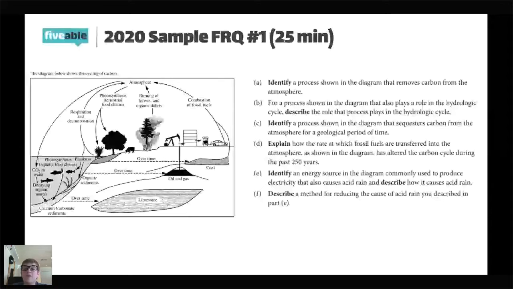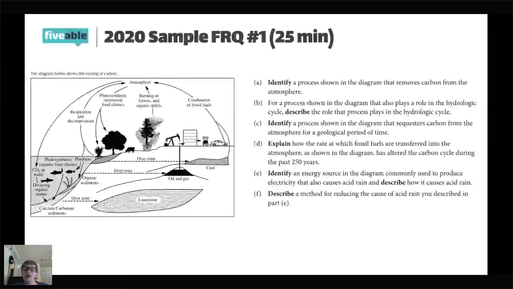So we're describing, we're kind of identifying a little bit, maybe connecting if we have time, but now we're moving on to Part F. Part F says, describe a method for reducing the cause of acid rain you described in Part E. Now, if we just had this FRQ, which is parts A through F, it could be an FRQ 2, because we're proposing an environmental solution that can reduce the cause of acid rain. So the cause of acid rain that we talked about was the burning of coal in power plants, the incomplete combustion of coal. So if anybody wants to help me remediate that with a solution, that might be a good idea.